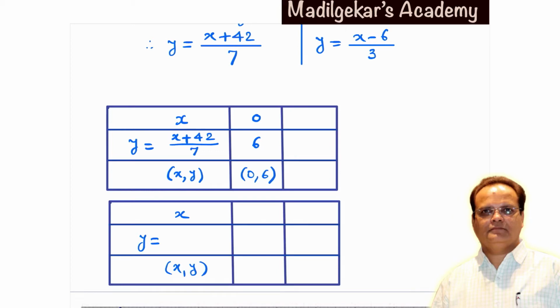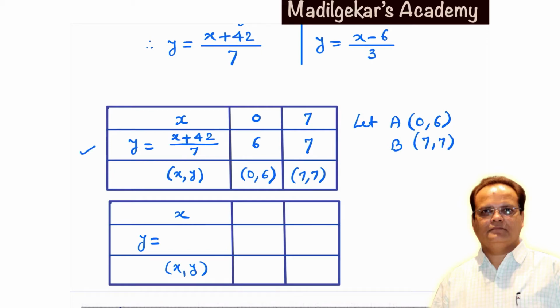Now, on substituting, say 7, this y will give you 7 plus 42 upon 7, means 49 by 7, that is 7. So the second point is 7 comma 7. Let us denote these 2 points by a and b. So a is 0, 6 and b is 7 comma 7.